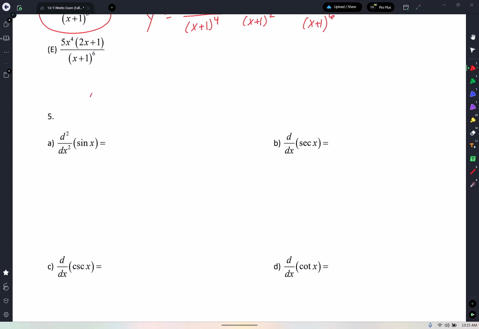What does this 2 mean, guys, on number 5? The second derivative. So I'm going to write y equals sine x. What is the derivative of sine x? Cosine x. What's the derivative of cosine x? Here's how I show my work: y prime, y double prime, and then I'm going to write negative sine x. How do we feel? What's the derivative of secant x?